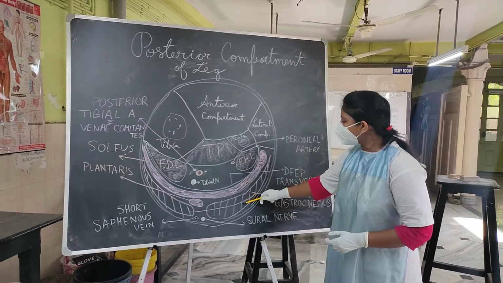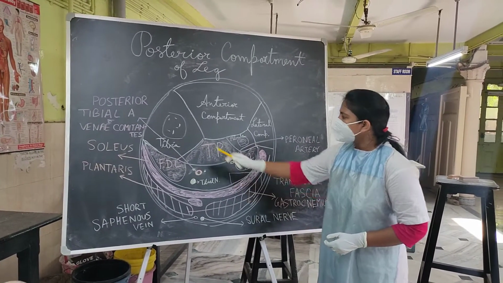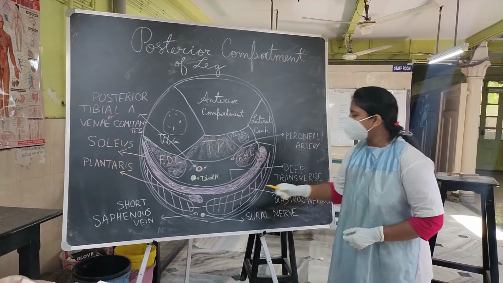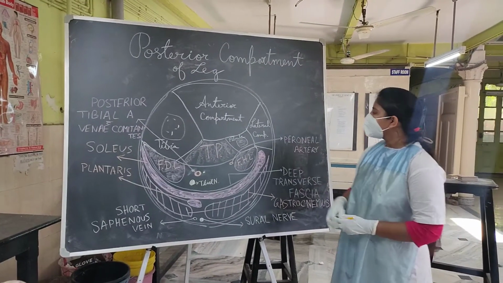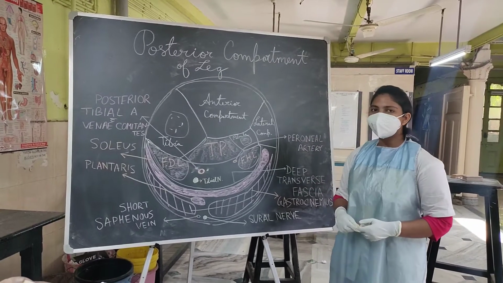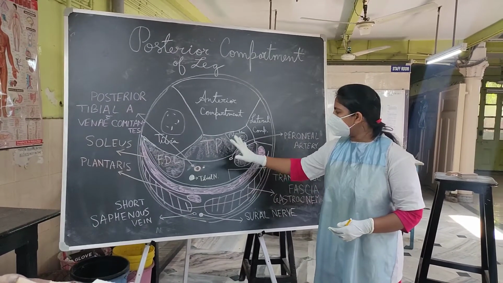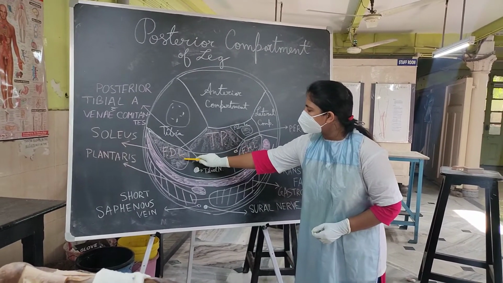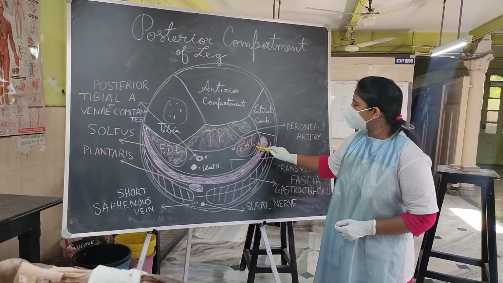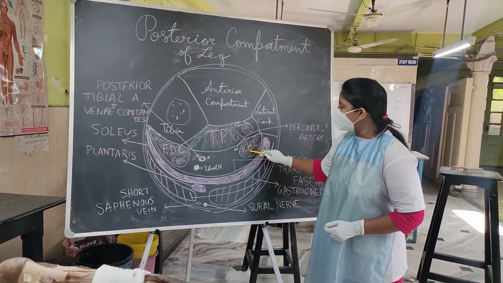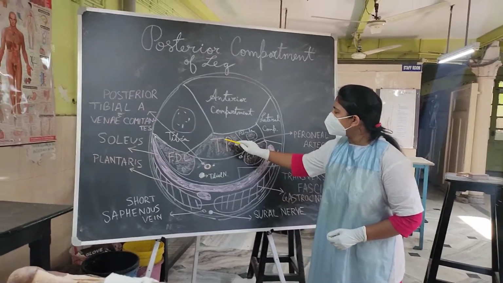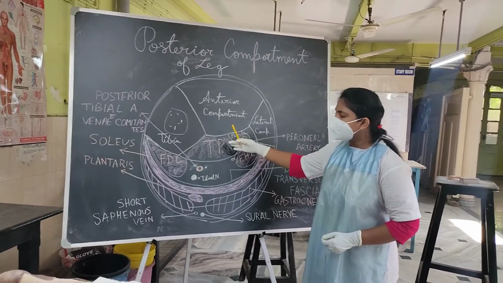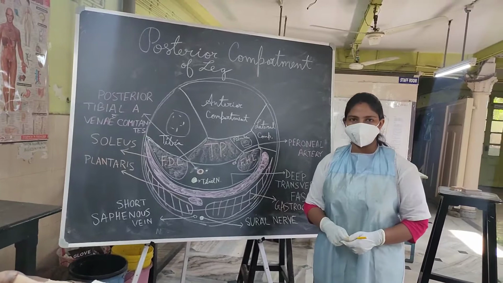The superficial compartment consists of soleus, plantaris, medial and lateral heads of gastrocnemius. The deep compartment consists of four muscles. I have shown here only three. The muscles are flexor digitorum longus, flexor hallucis longus, in between them and deep to it tibialis posterior. Another muscle deeper to it is the popliteus muscle.